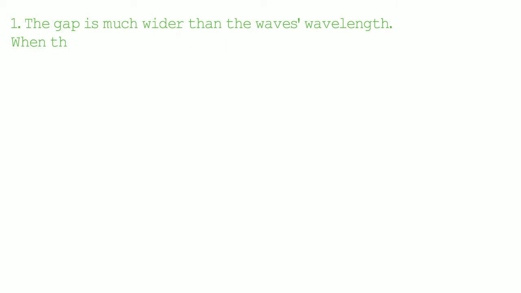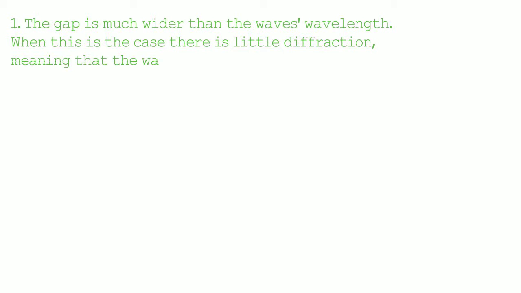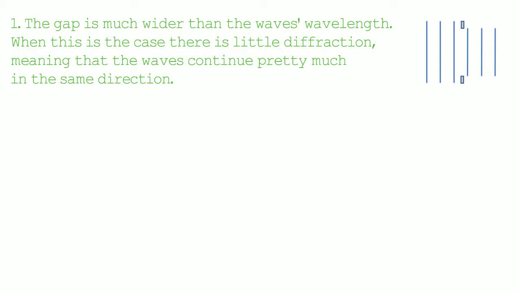The first scenario is when the gap is much wider than the wave's wavelength. When this is the case, there is little diffraction, meaning that the waves continue pretty much in the same direction, and we can see that on this diagram. So as the waves approach, they go through the gap and they pretty much stay in the same direction. There is no diffraction of these waves.